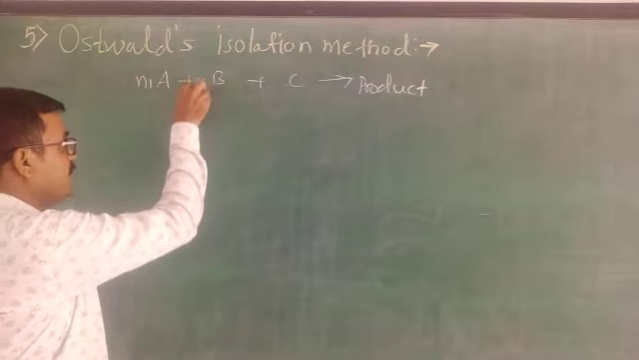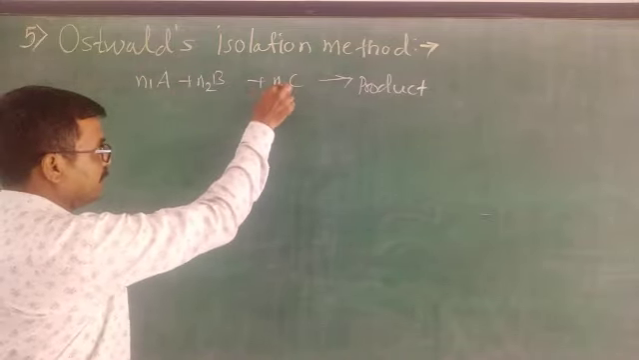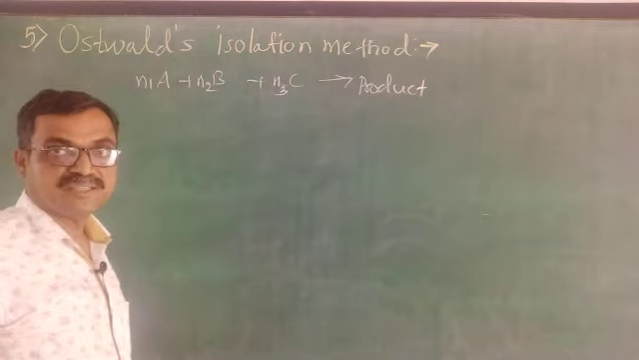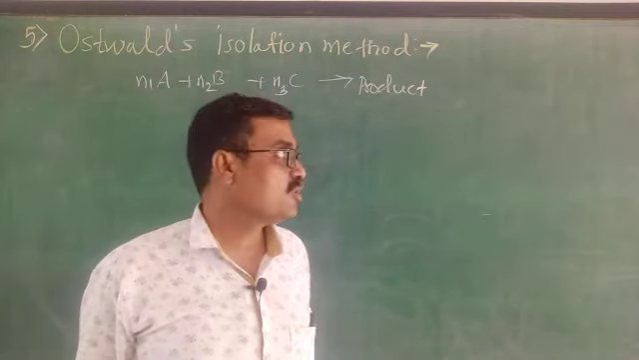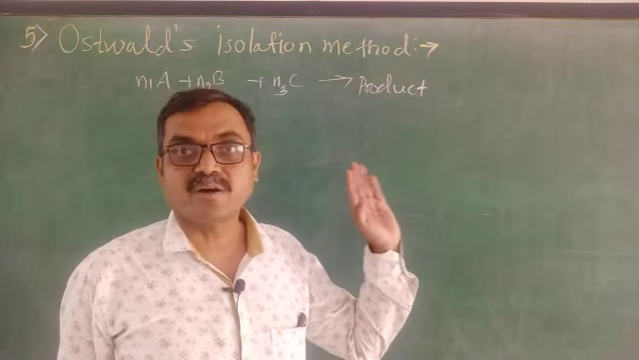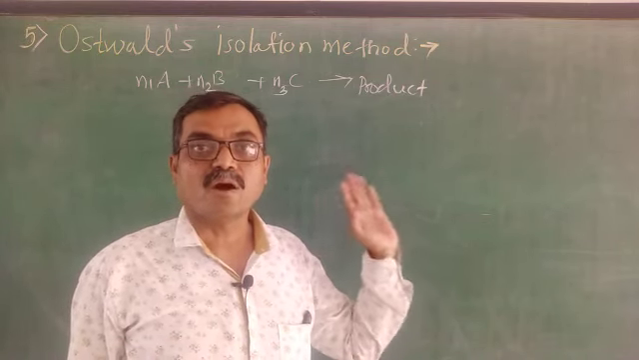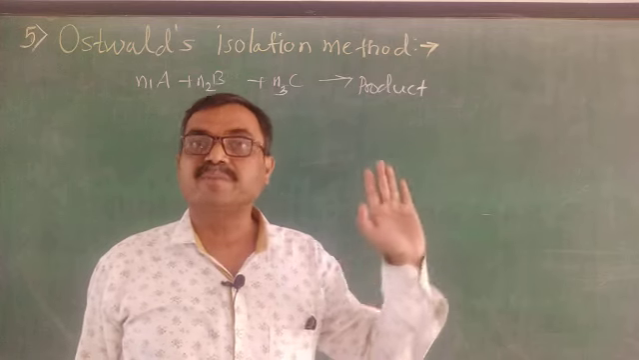Suppose n1, n2 and n3 are the number of moles of these reactants. Okay. Now you have to find out the net order or overall order, or one can say simply the order of this reaction.